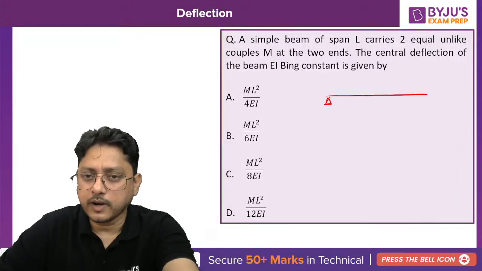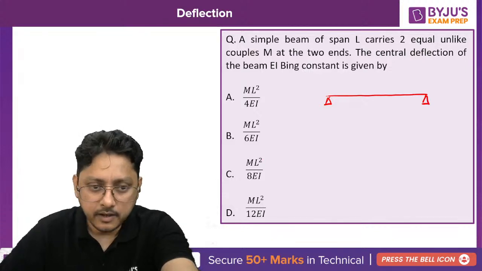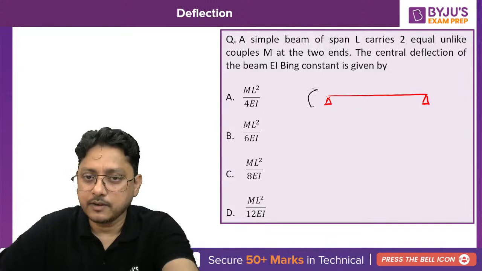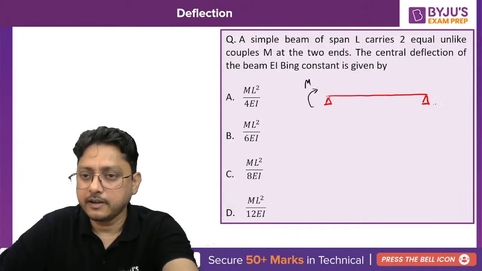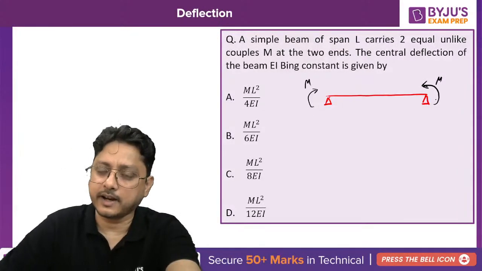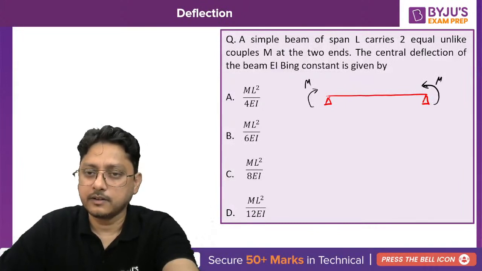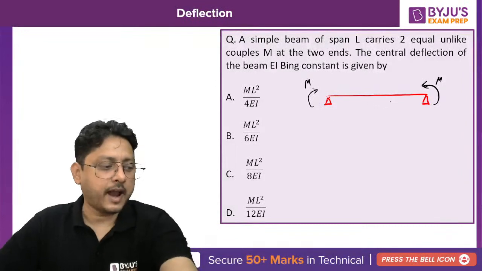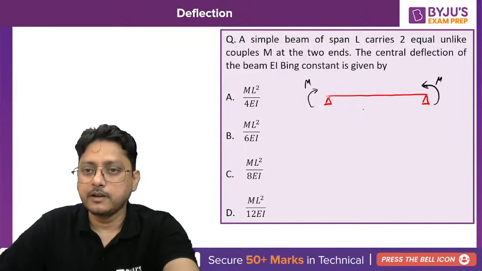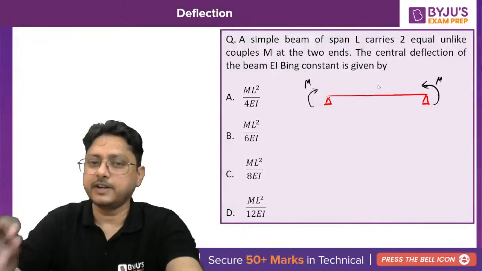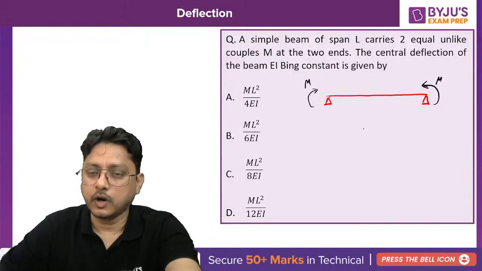If you have a simply supported beam and two equal and unlike couples are acting over here, understand that, suppose you have M here and M here, unlike with respect to the orientation. If one is acting clockwise, another one is acting anti-clockwise. Equal in the sense of magnitude. Now he's asking what will be the central deflection here.